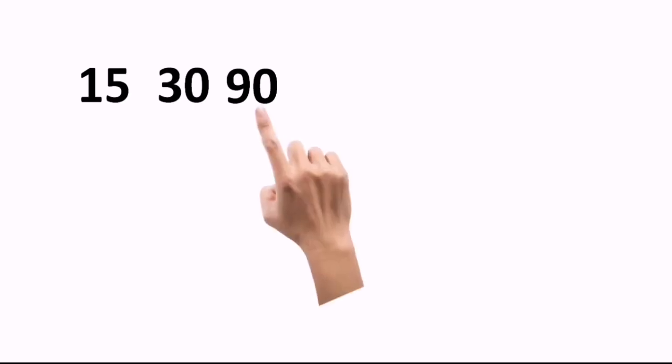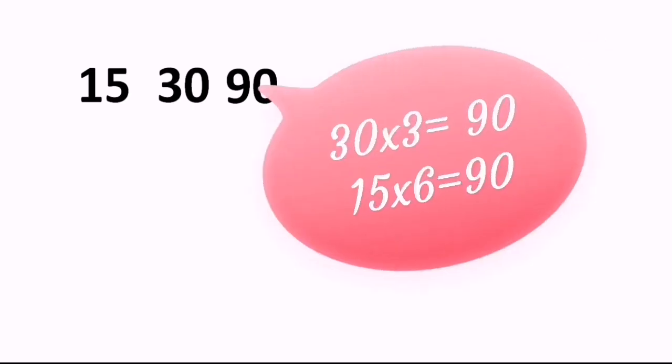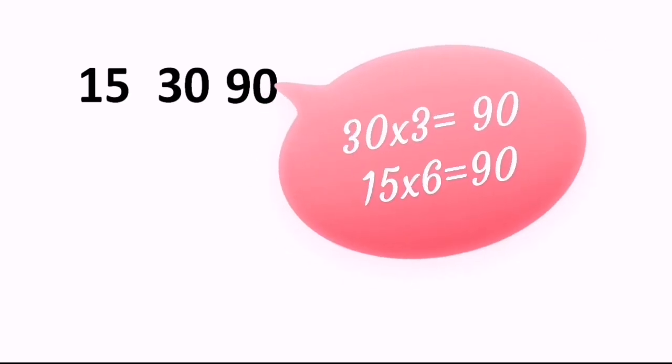Okay, so let's do one more sum. We have 15, 30, 90. Boys and girls, if it is not mentioned very clearly to use the prime factor method, then it is very easy to solve this sum by the observation method, right or not? See, the biggest number is 90, and 90 is divisible by 30 also, and 90 is there in the table of 15 also. So I'm damn sure that when you get the answer of the LCM, it has to be 90.